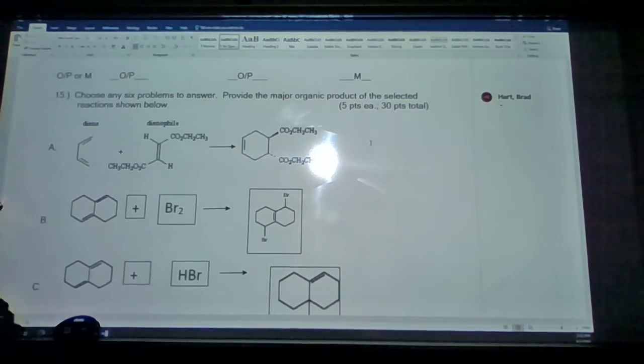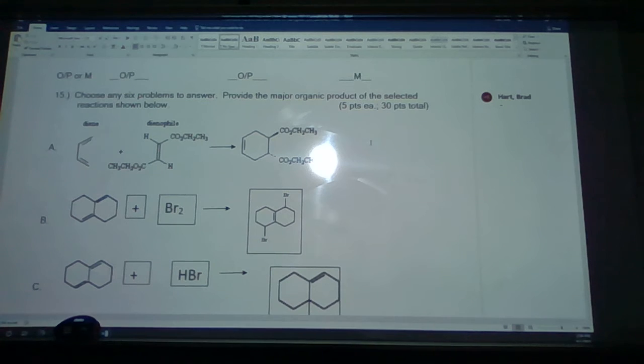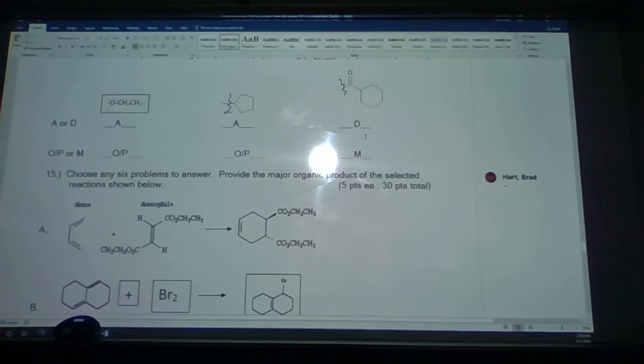You had to choose 6 of these reactions. You could have chosen any 6. I will show you the answers to each. Let's start this down a little bit so it's not in the glare. Number 15, 15A. This is a diene. This is a dienophile. This is a Diels-Alder reaction.